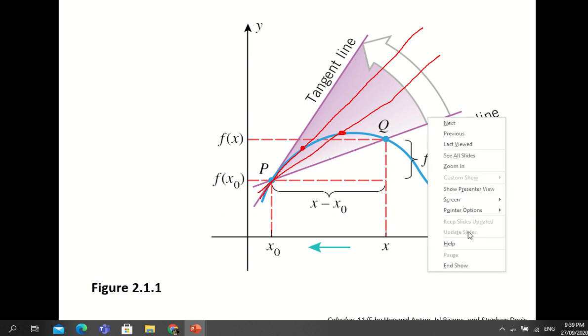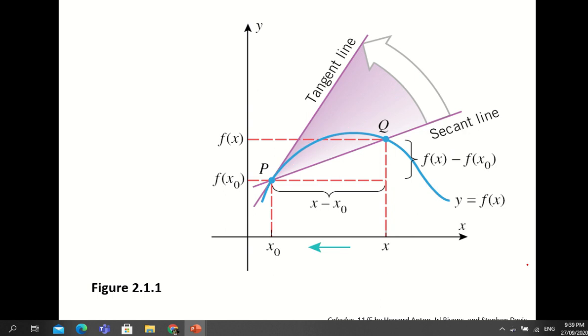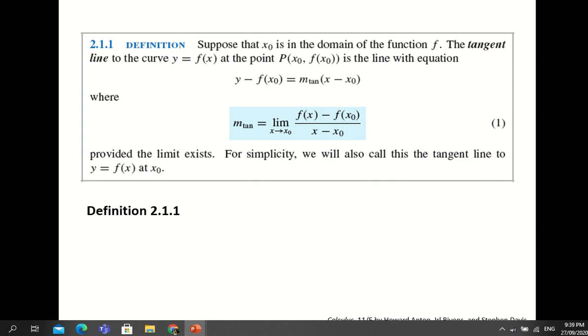All right. So I hope you get that idea, class. And you see, as you move this point along this curve towards P, what will happen to our x? X is the distance from the y-axis to this point Q. This x will move closer and closer to x sub 0, right? So we have this definition.